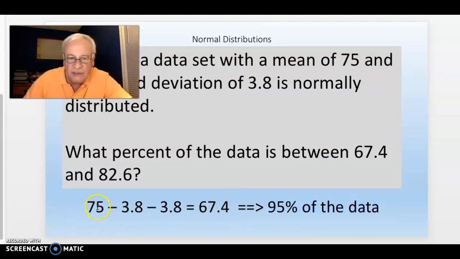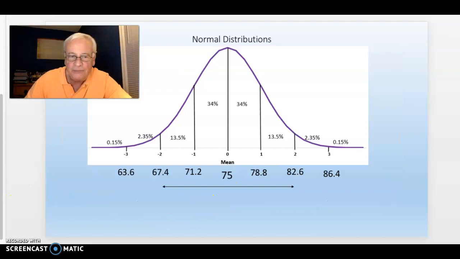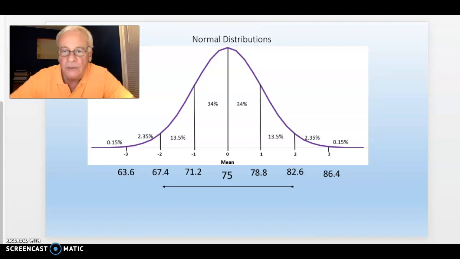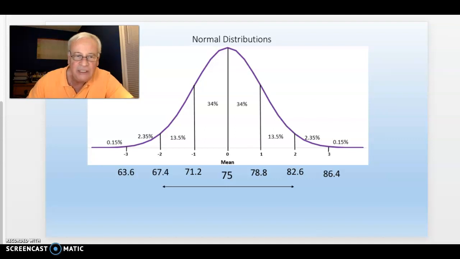This just is showing the two standard deviations below the mean. Subtract 3.8, subtract 3.8. That's all that's shown right there. This is a good chart to know. On the second video, we're going to draw this on paper and have you hand it in. If you're in class today, we can do it today. If you're not in class, you can do it at home and then hand it in when you come in.